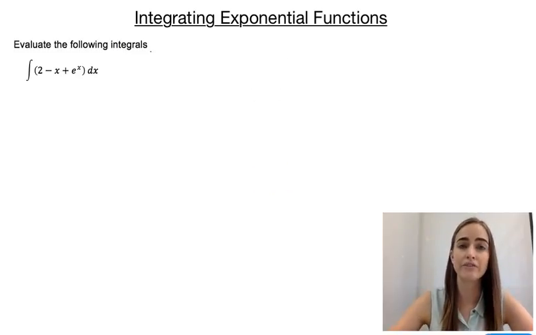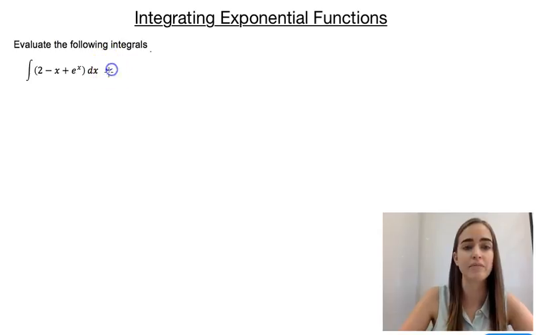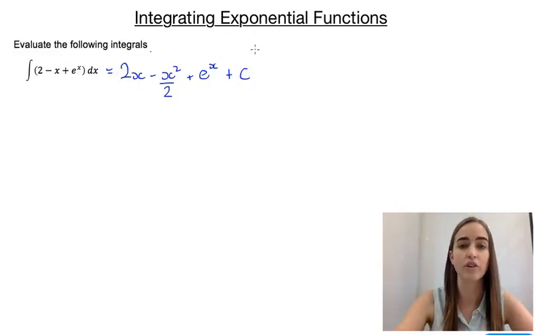We're asked to evaluate the following integrals. So our first one, we've got the integral of 2 minus x plus e to the x with respect to x. So we're going to go through and integrate each term. So our 2 will become a 2x, our x will become an x squared over 2, and our e to the x will just stay as an e to the x. And because it's an indefinite integral, we have to add our constant on the end as well.